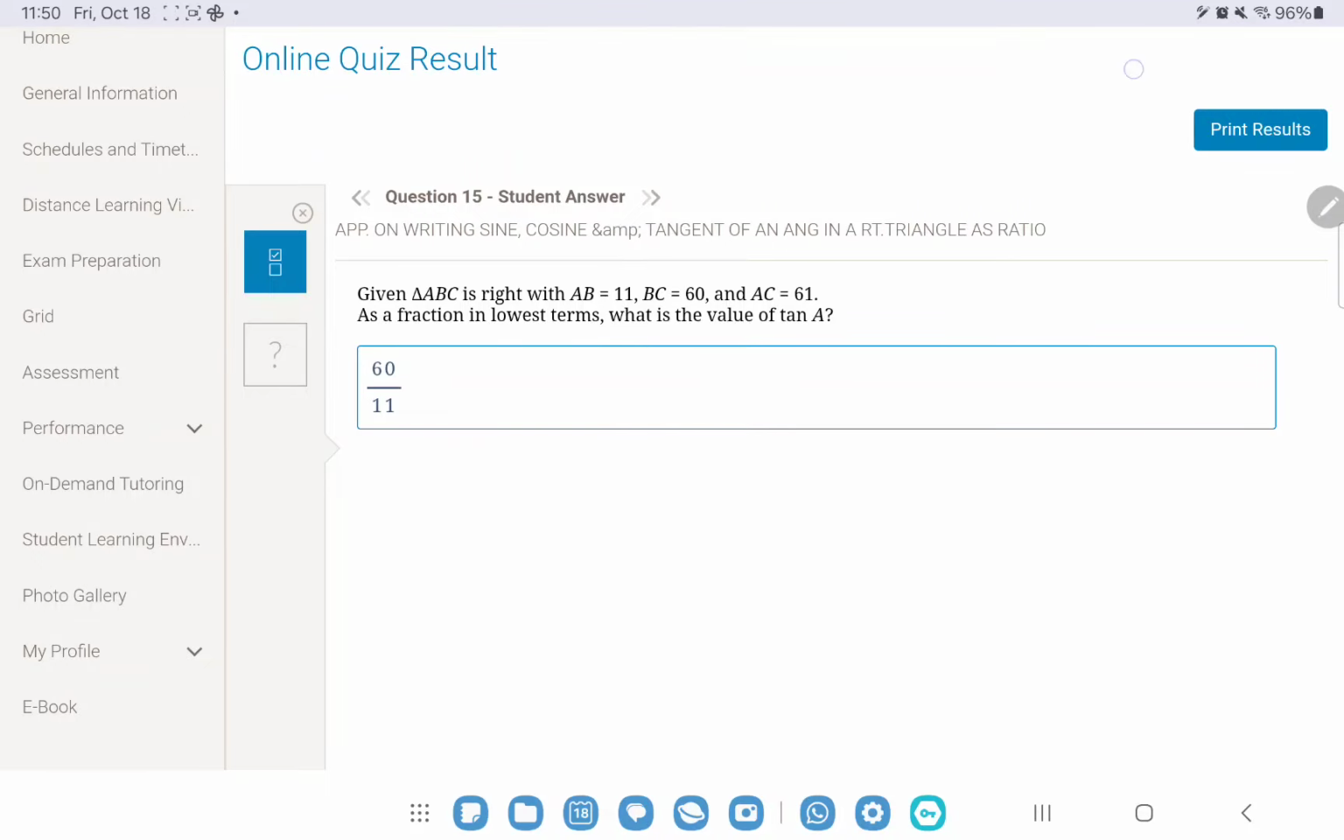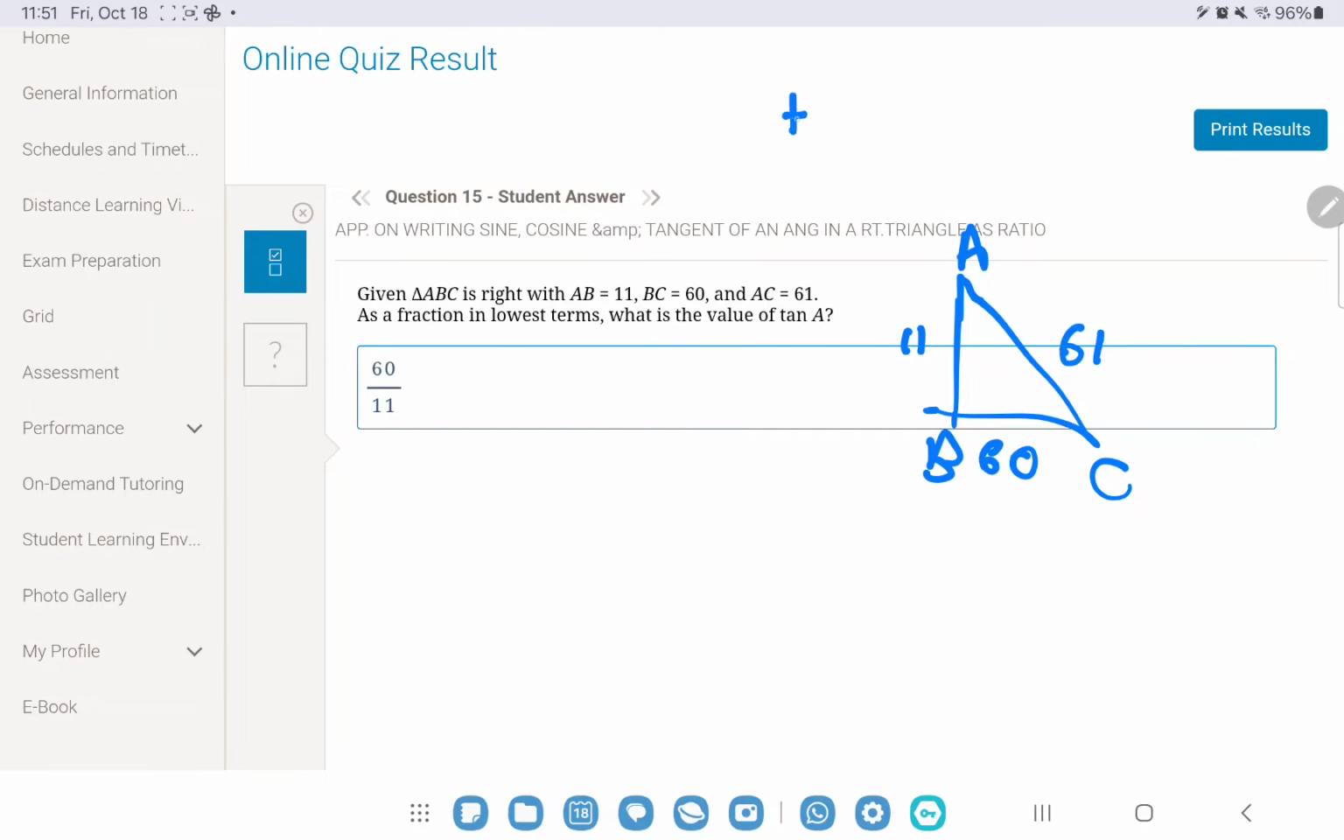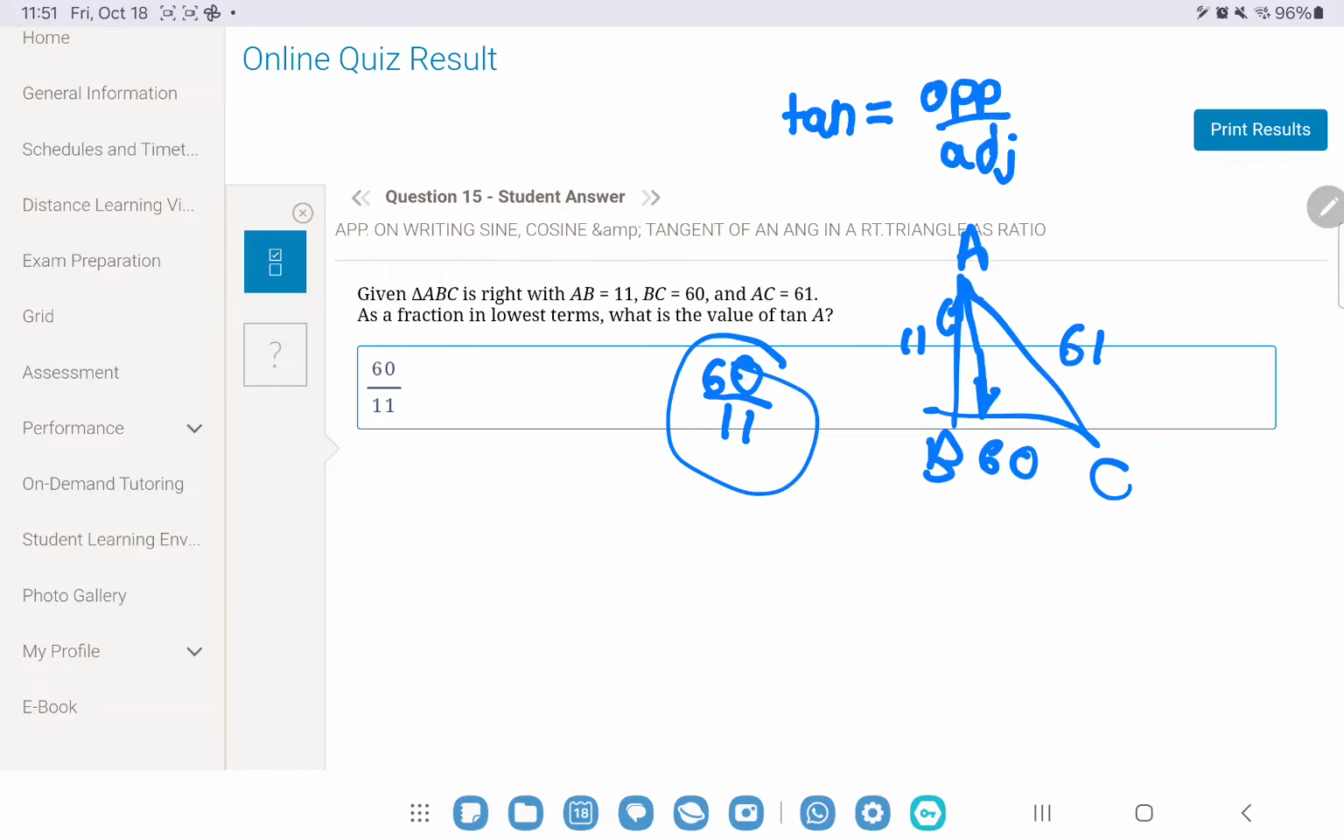Now again, they want tan A. So same triangle. Again, A, B, C, 11, 60, 61. So tan is equal to opposite over adjacent. So now what we do is just take opposite to A, which is 60, over what's adjacent to A, which is 11. So 60 over 11. That's it for this question. It's really easy.